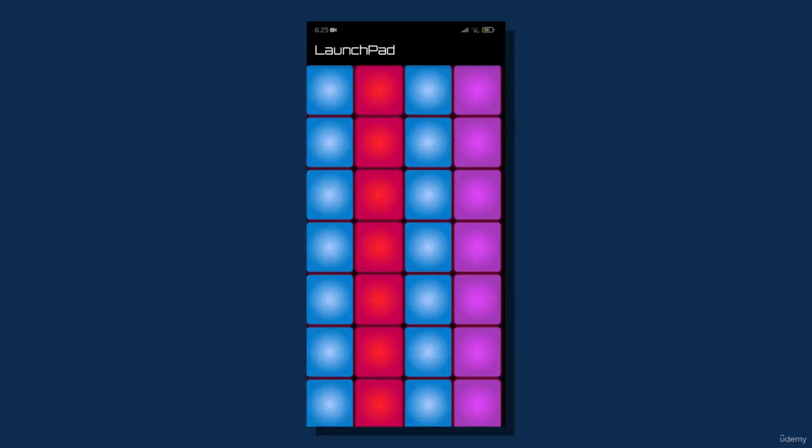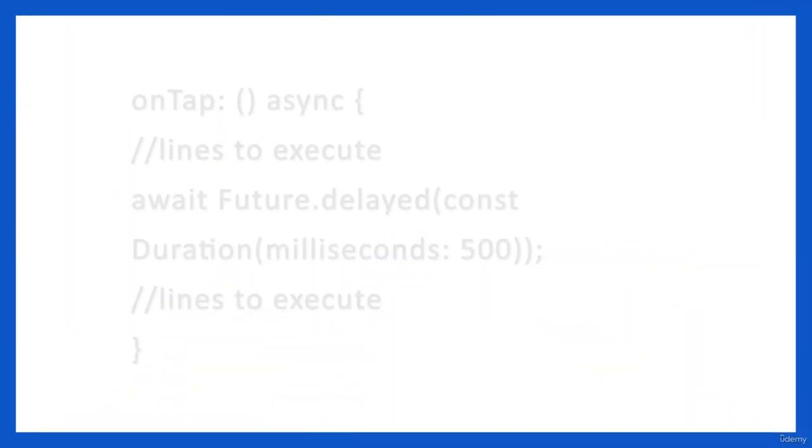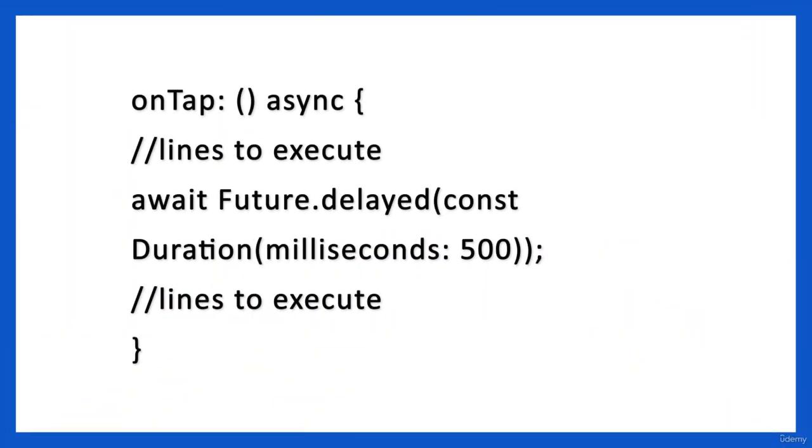Now, when it comes to the main part, you can observe that the color of the button changes to white when we press it, and returns to the original state after 0.5 seconds. Well, it can be done by adding an async to the onPress function and writing this line to pause the execution of the rest of the code for 500 milliseconds.